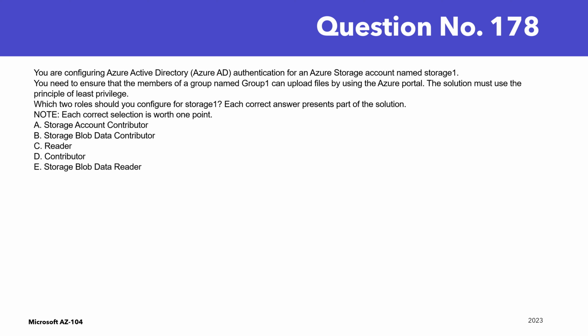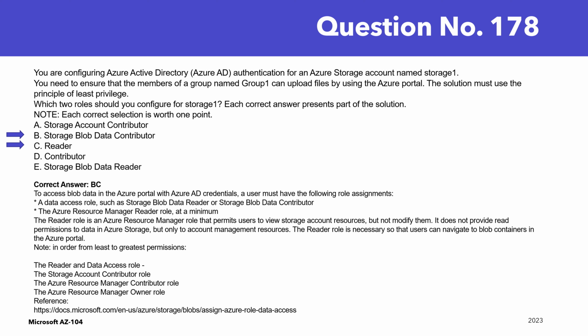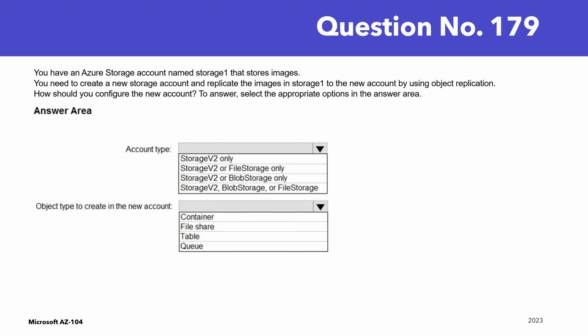A. Storage account contributor. B. Storage blob data contributor. C. Reader. D. Contributor. E. Storage blob data reader. Correct answer: B, C. You have an Azure storage account named Storage1 that stores images.